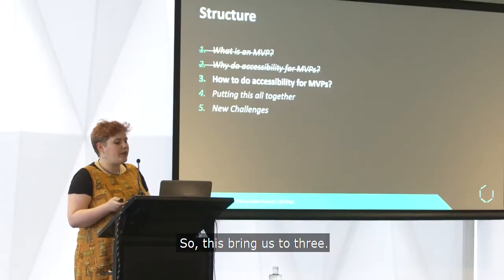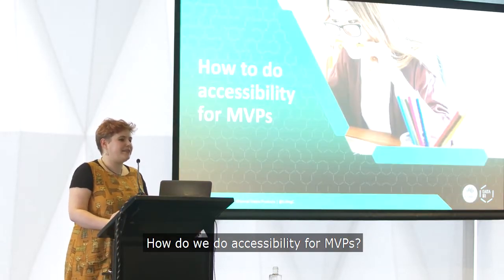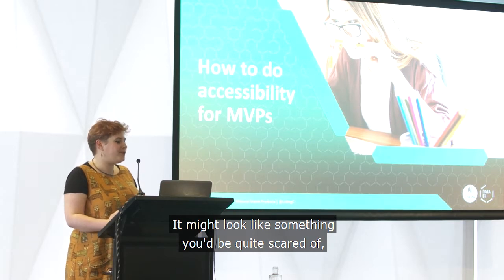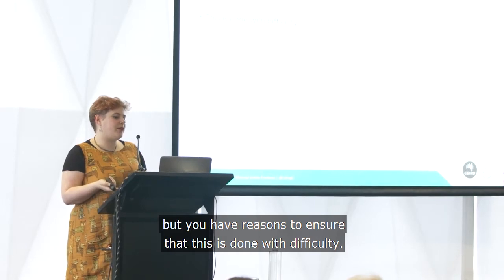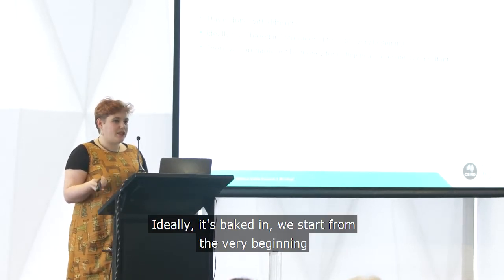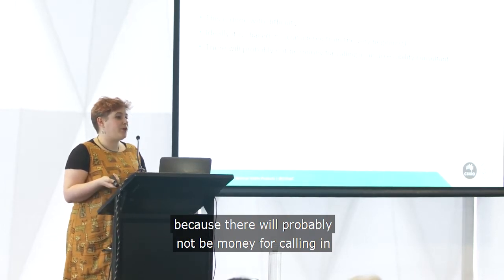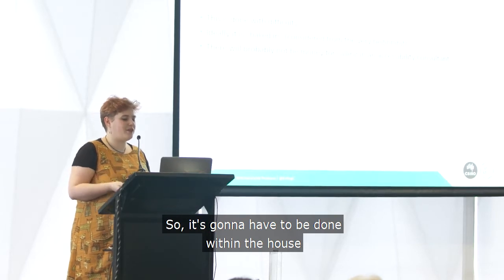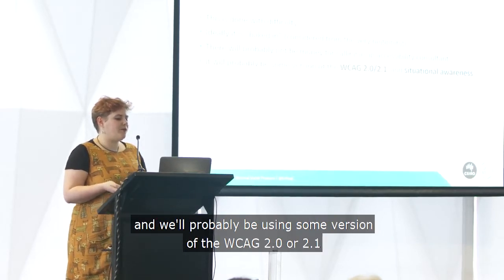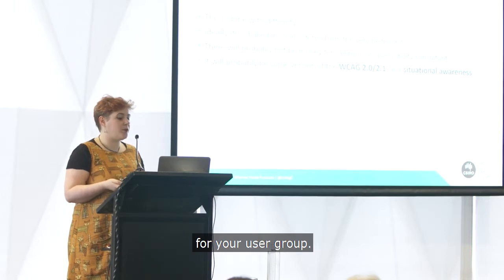So this brings us to three. How do we do accessibility for MVPs? It might look like something you'd be quite scared of, and you have reason to. In short, this is done with difficulty. Ideally, it's baked in. We start from the very beginning, because there will probably not be money for calling in an accessibility consultant, so it's going to have to be done in-house. I will probably be using some version of WCAG 2.0 or 2.1 and some situational awareness to make customizations for your user group.